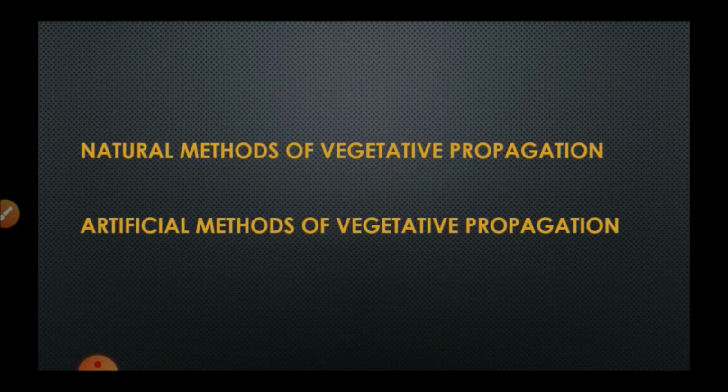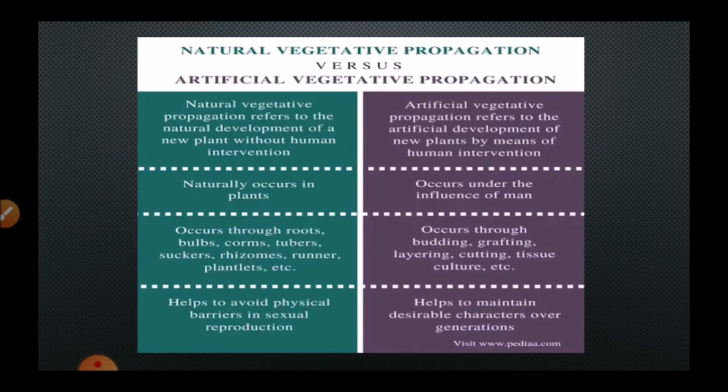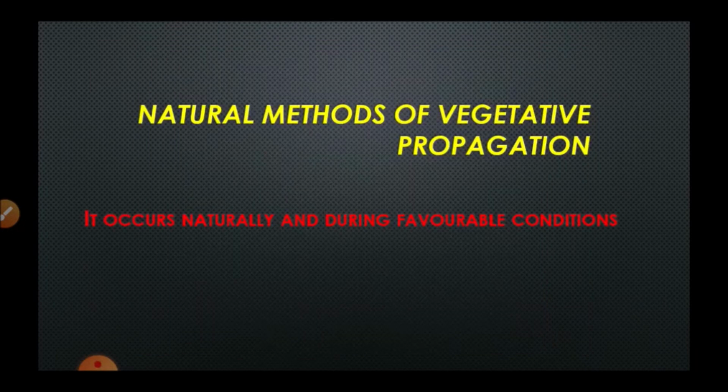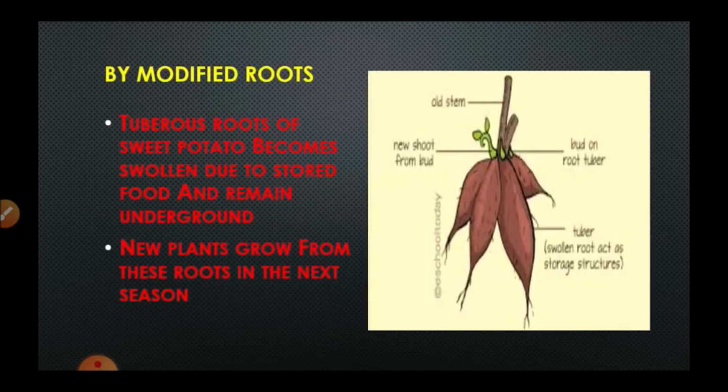Children, there are two methods of vegetative propagation, natural methods and artificial methods. Natural methods occur naturally, whereas artificial methods occur under the influence of human beings. So let's start with natural methods of vegetative propagation. Natural methods occur naturally and during favorable conditions. The first one we are going to study is by modified roots.